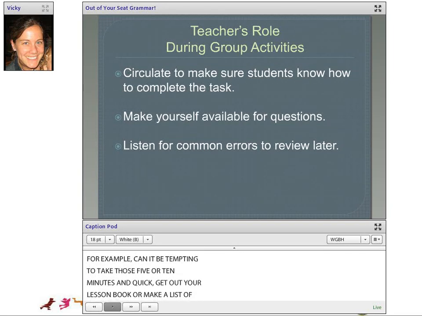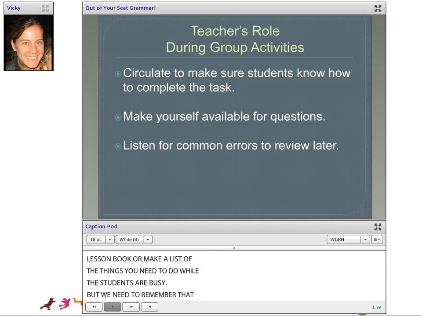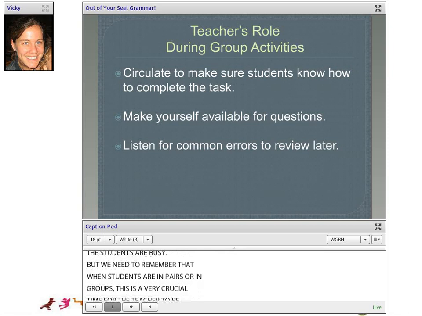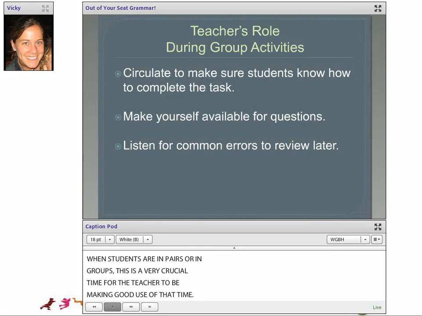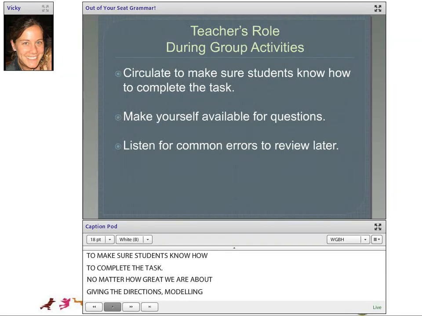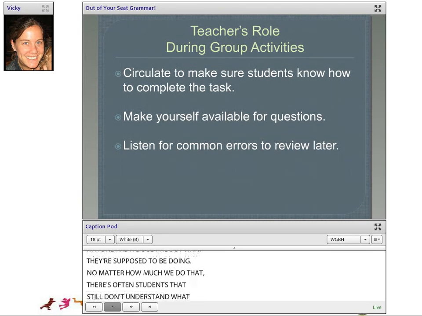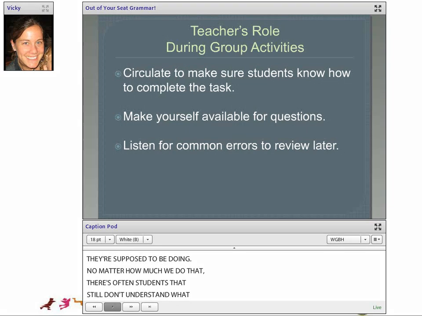But we really need to remember that when students are in pairs or in groups, this is a very crucial time for the teacher to be making good use of that time. What should the teacher be doing? We should be circulating around to make sure students know how to complete the task. No matter how great we are about giving the directions, modeling the directions, asking if anyone has a doubt about what they're supposed to be doing, no matter how much we do that, there are often students who still don't understand what they're supposed to be doing, but they're too nervous to ask a question in front of the whole group, and so they don't.